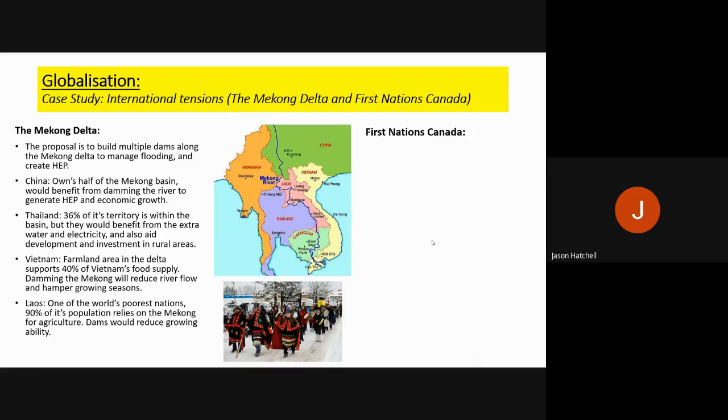Now, Vietnam will be at a disadvantage if the river is dammed. And the reason for that is because farmland area in the Delta supports 40% of Vietnam's food supply. So the Delta is extremely important for Vietnam in terms of food. Damming the Mekong will actually reduce river flow, and that will hamper water flow, which hampers growing seasons as well.